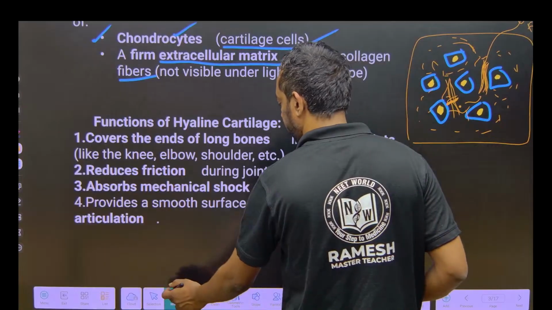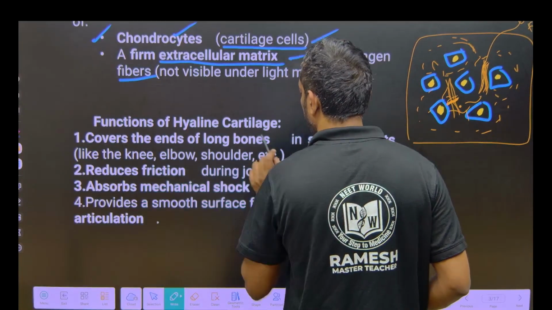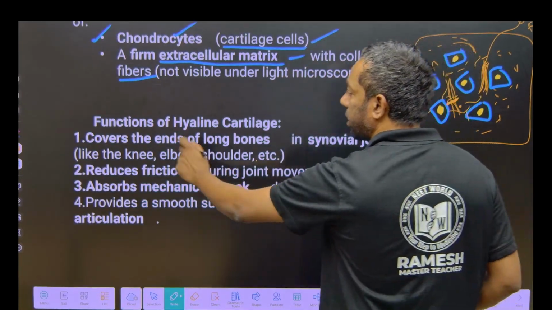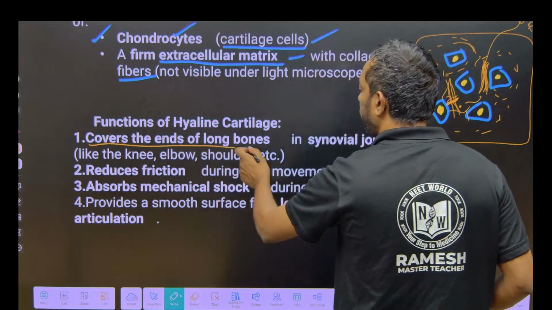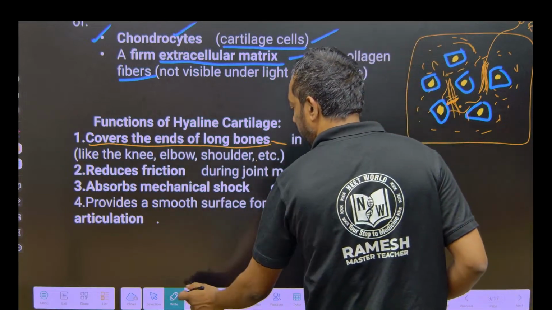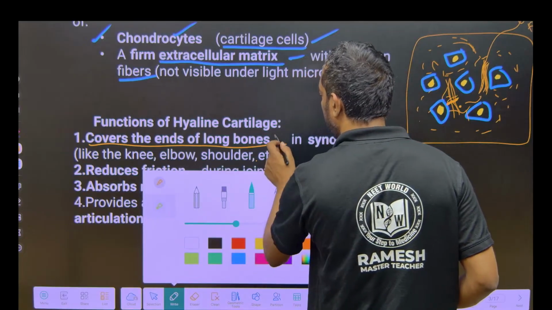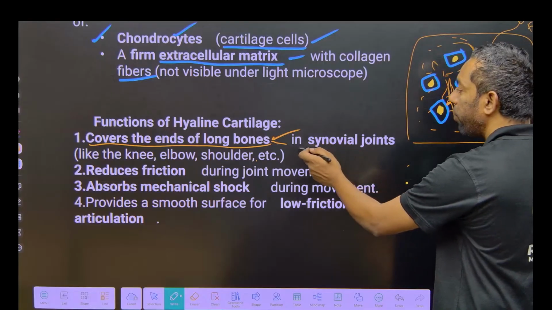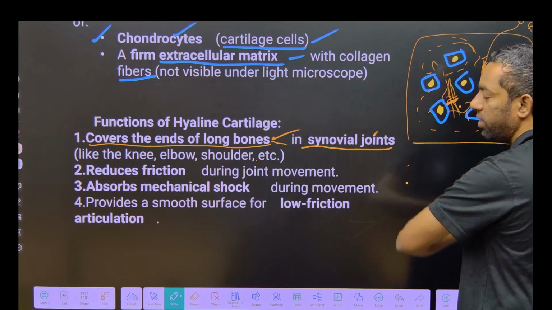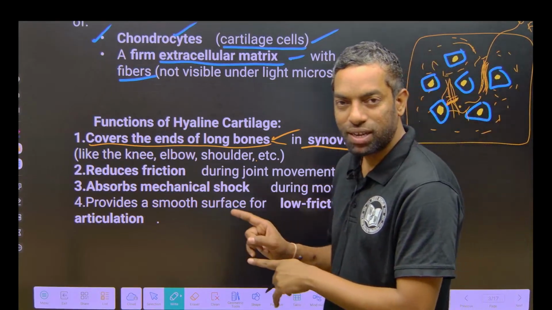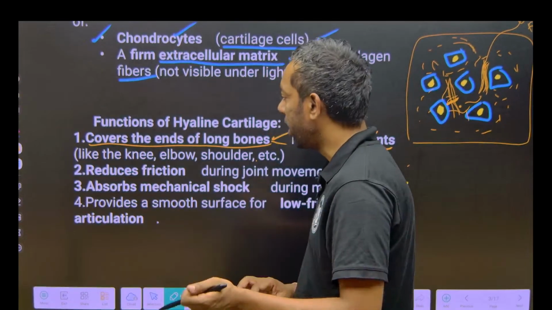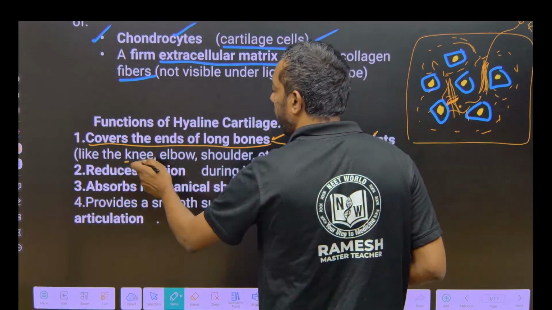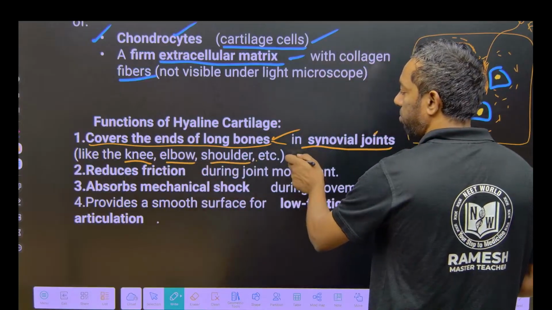It covers the ends of the bones, guys, most important. It covers the ends of the bones, and these are where the synovial joints are. This is the key word for the previous question. It is likely in the knee, elbow and shoulder mostly.